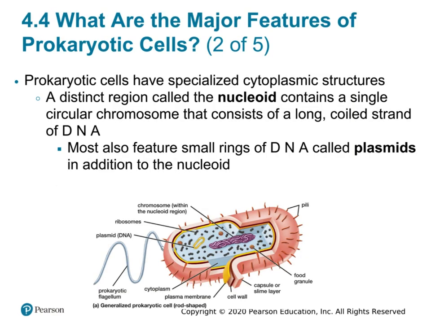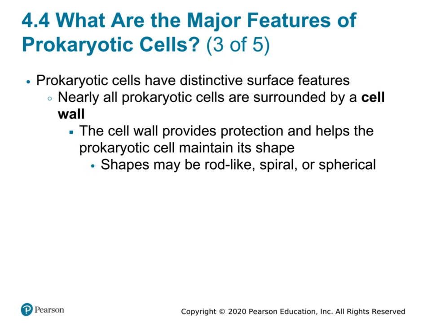So let's look closely at some of those specialized cytoplasmic structures. So first, we have a distinct nucleoid region for prokaryotic cells. It's generally a circular chromosome, but it's still DNA. They also might have those extra pieces of DNA called plasmids. You can see that in the image below, and it's in yellow.